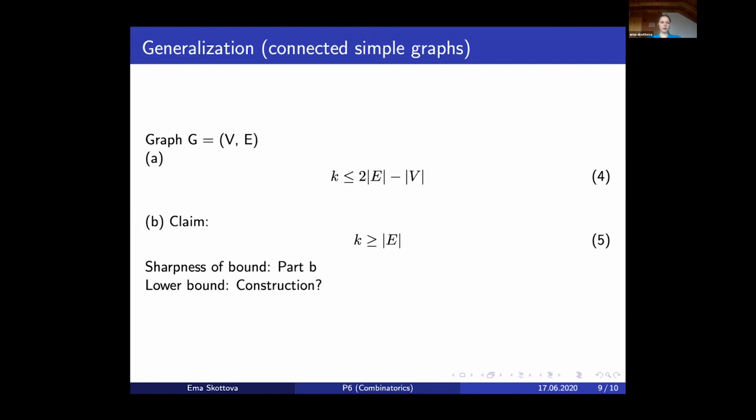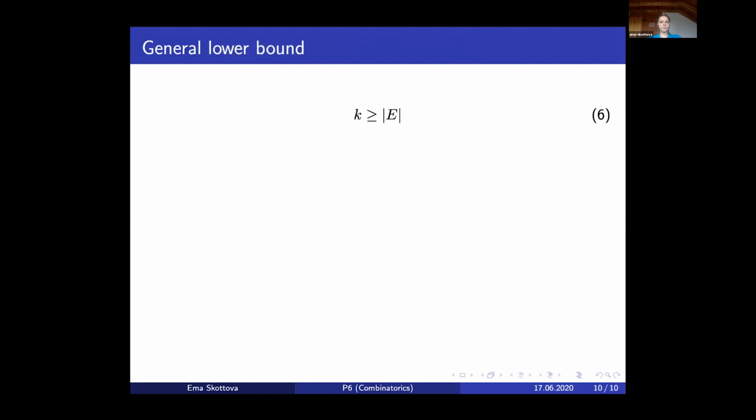However, the lower bound, the construction that we had with our black and white squares, doesn't work anymore, because that's a special property of bipartite graphs, which doesn't apply to every graph. You can't just color every graph black and white and have these properties that we had before. So we will have to find a new construction. And this is what we are going to do now.